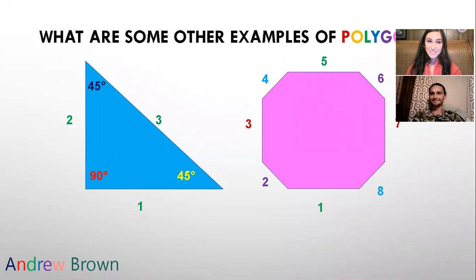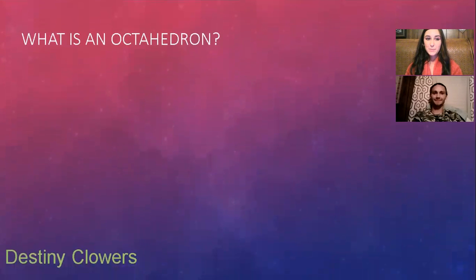Awesome, thank you. You're welcome. So what is an octahedron? An octahedron kind of sounds scary. We're not used to hearing that big word. But in order to determine the meaning of this, let's look at the prefix. Octa typically means 8.